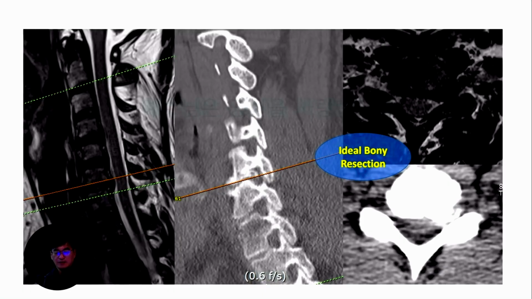So in this case, if you want to go further with posterior decompression, by endoscope or by microscope, either way, what is the ideal bony decompression? Draw the line, this is going to be the ideal decompression, right? More than 50% of the facet should be resected. But in reality, look at this.